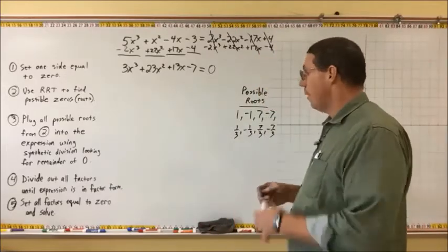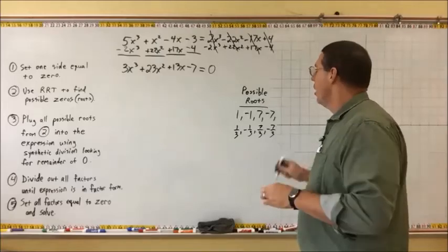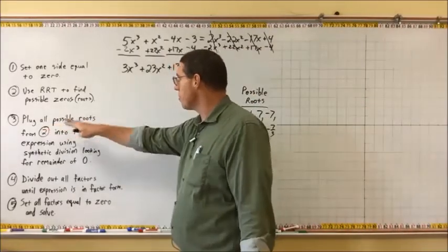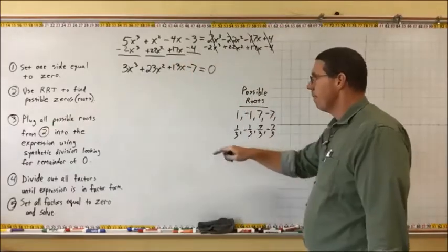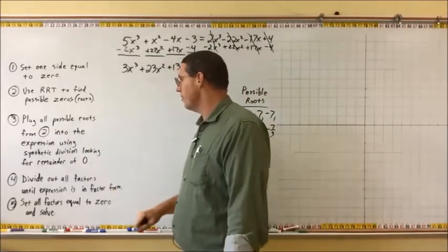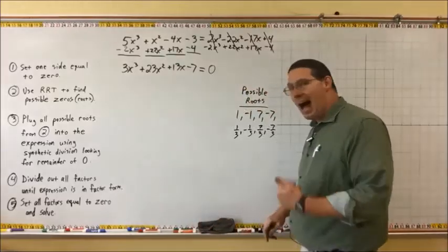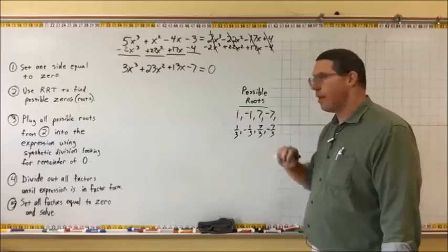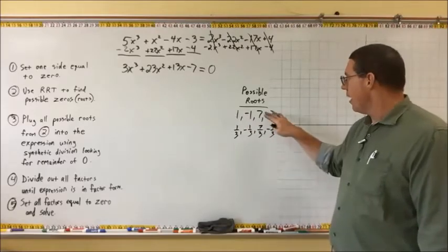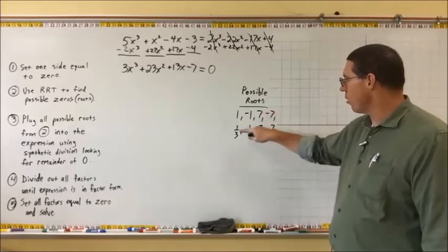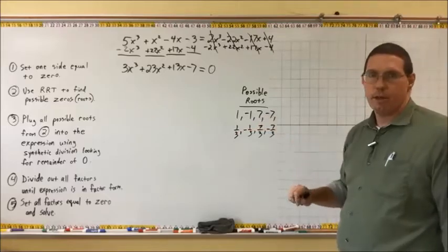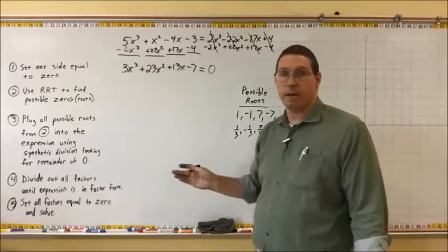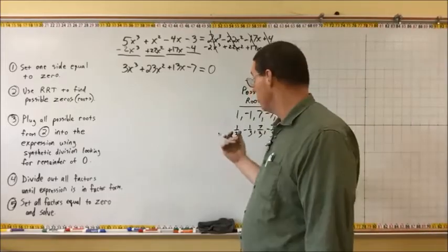Okay, so here's what we're going to do. We are going to do synthetic division. Step 3, plug all possible roots from step 2, right here, 8 of them, into the expression using synthetic division, looking for a remainder of 0. I always start with the easiest things to do synthetic division with. 1s and negative 1s are easy. Then whole numbers, even though they're big, are still easier than fractions. So we'll do 1, then negative 1, then 7, then negative 7, and then if we don't get any remainders of 0, we'll go to the fractions.